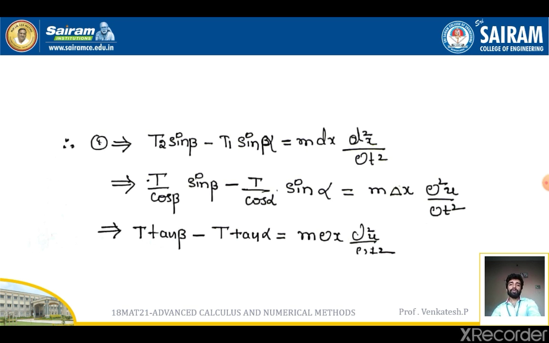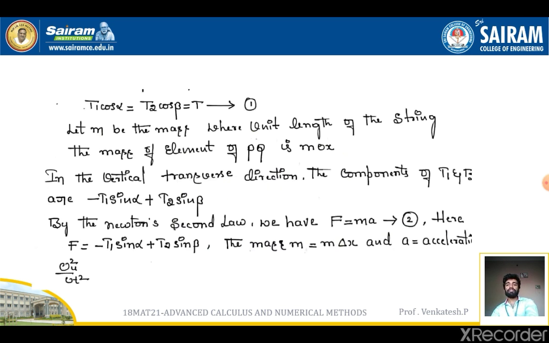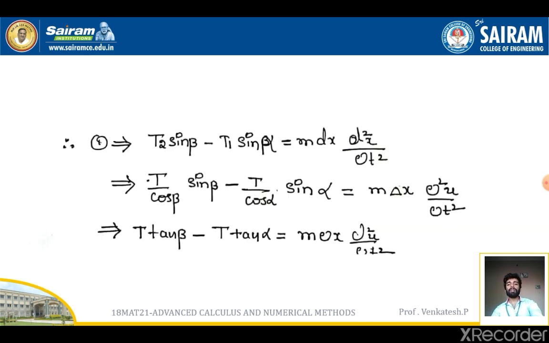So T2 sin beta minus T1 sin alpha is equal to m delta x into ∂²u/∂t². So on dividing the entire equation with cos, since T2 is given by, from equation number 1, I can take T2 is equal to T by cos beta, and T1 is equal to T by cos alpha. I can write it. So I'm going to replace those conditions here.